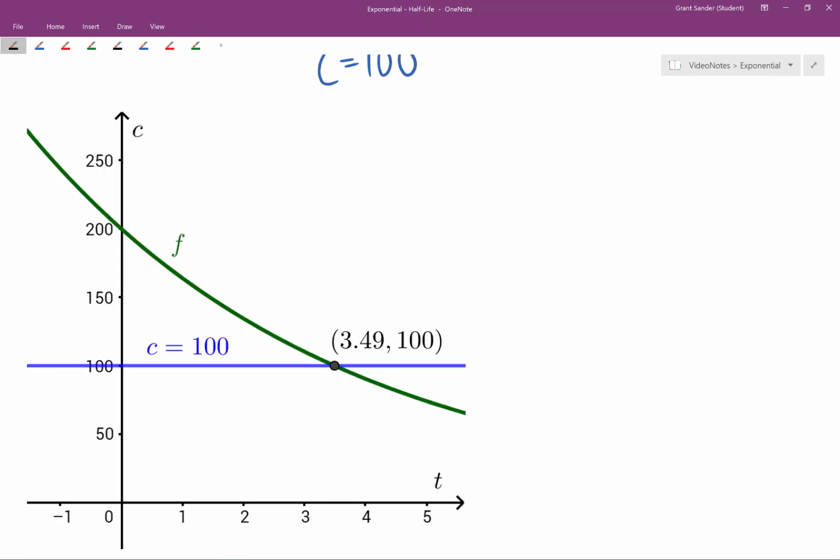We have our exponential function f, and then we have the line c equals 100 because we're looking for an output value of 100. And these two plots intersect at this point here, and this point has a t-value of 3.49. So if we look down, we have a t-value of 3.49, which means that 3.49 hours after the caffeine was consumed, there's 100 milligrams of caffeine in the bloodstream.